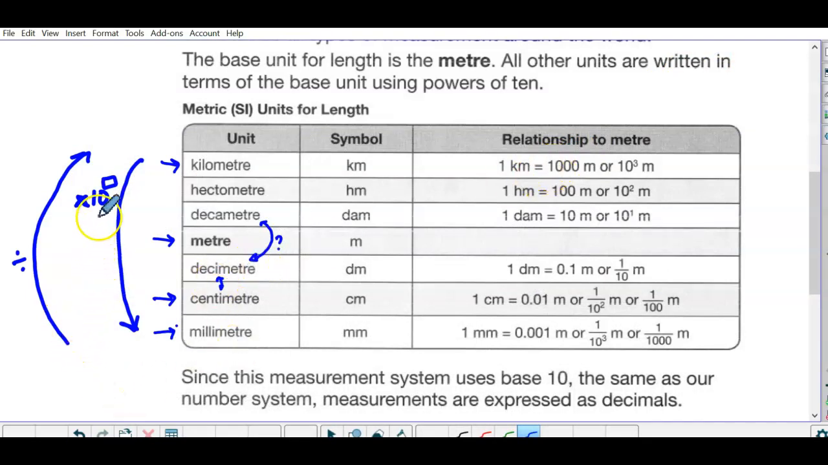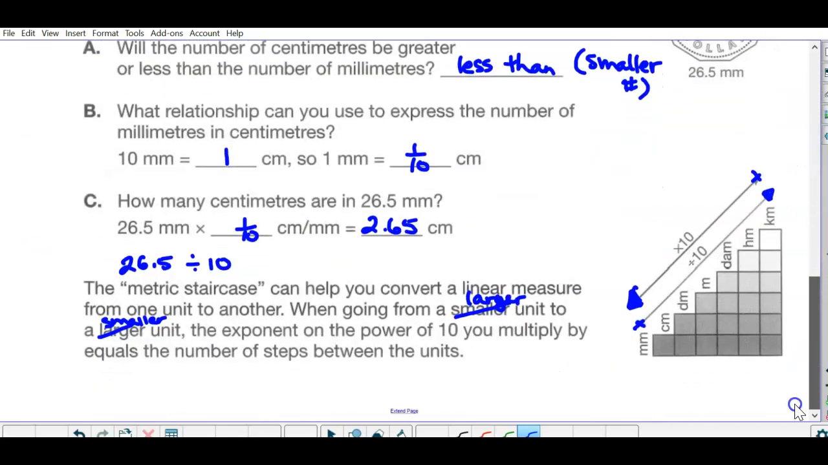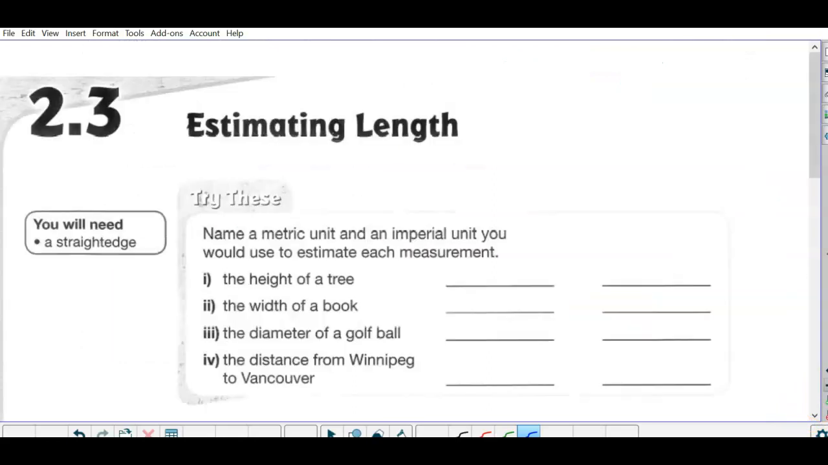Actually, I just said that the wrong way. So here, from a millimeter, you would divide to go up, multiply to go down. Divide to go up, multiply to go down. Okay, and then let's take a look here. Divide to go up, multiply to go down. Just remember that if that is helpful to you. And that's it.